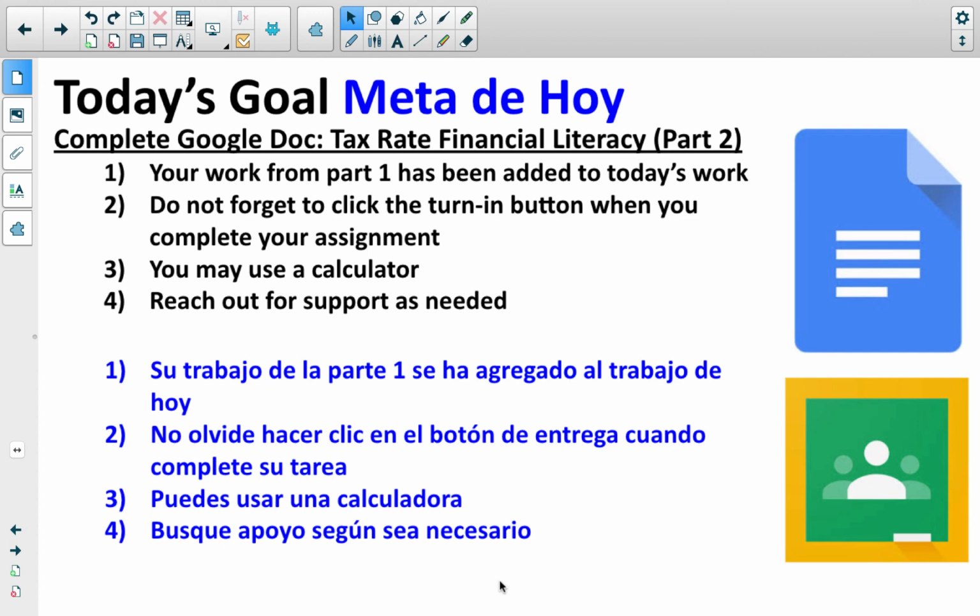Okay? Please do not forget to click the turn in button when you're done. It's very hard for me to track and go through almost 100 pieces of work if I don't know whether it's done. I'm going to have to search, but if you click the turn in button, I know it's done. So please click the turn in button when you're done. You can use a calculator, and as always, reach out for support as needed.